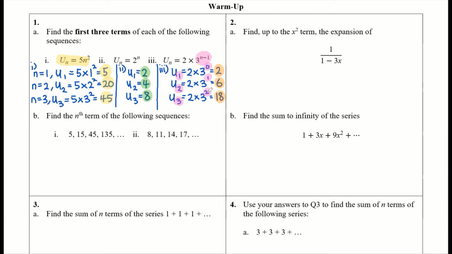Now, let's have a look at part B. Here we're told to find the nth term for the following sequences. So for part 1, let's see what's going on. Well, let's check. How are we getting from one term to the next? Well, it looks like we're multiplying by 3 in each case. Now, because it's a multiplicative relationship, we know that this is geometric. Okay?